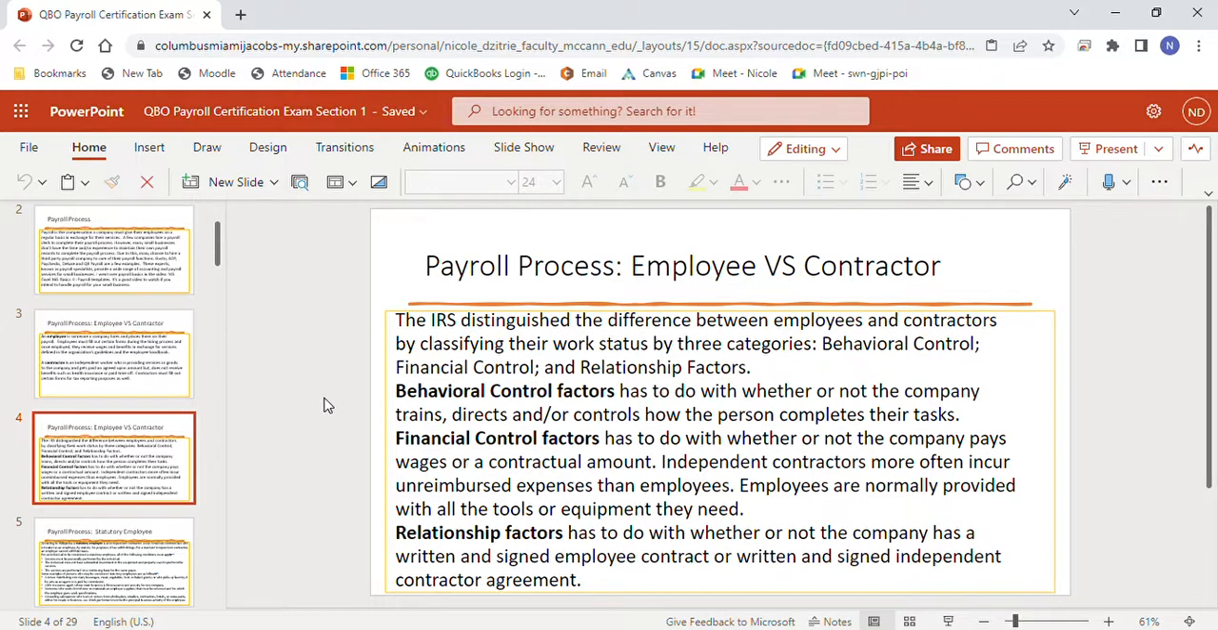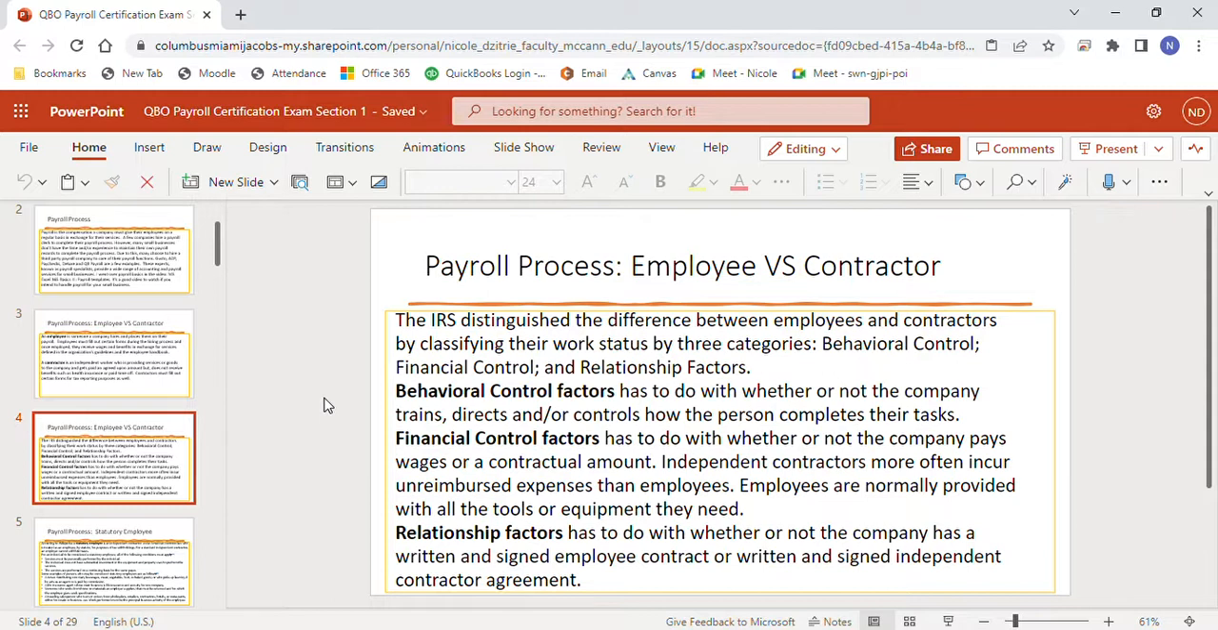That has to do with whether or not the company pays wages or a contractual amount. And independent contractors more often incur unreimbursed expenses, versus employees who get those expenses reimbursed. And employees are normally provided with all the tools and equipment they need, and independent contractors are the ones that have to provide their own.